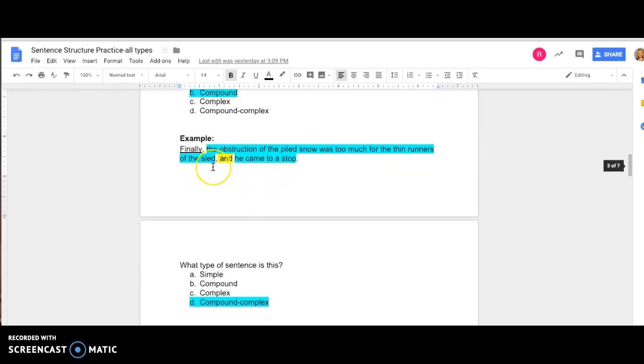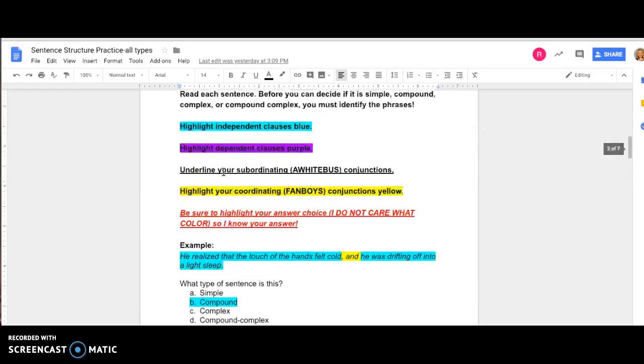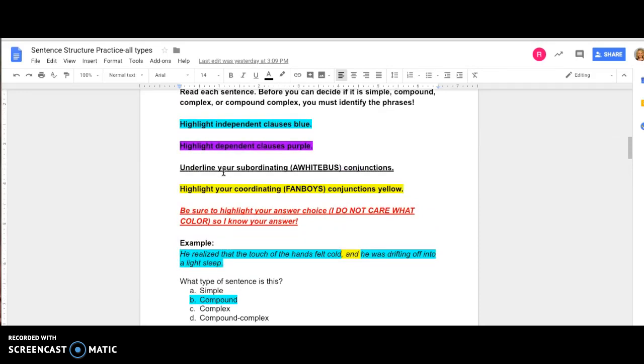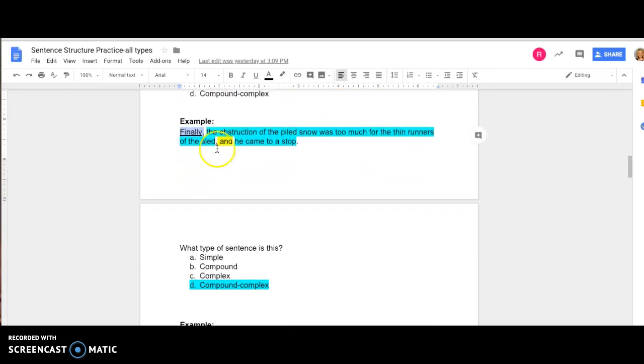The next example is: finally the obstruction of the piled snow was too much for the thin runners of the sled, and he came to a stop. Well, finally is one of those words that you might recognize from your white bus list. So when we go back up to our instructions, it says to underline the white buses. So I'm going to underline finally. Then the obstruction of the piled snow was too much for the thin runners of the sled. That is an independent clause. Remember, independent can stand alone.